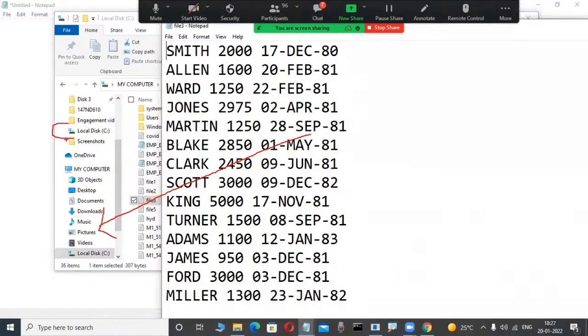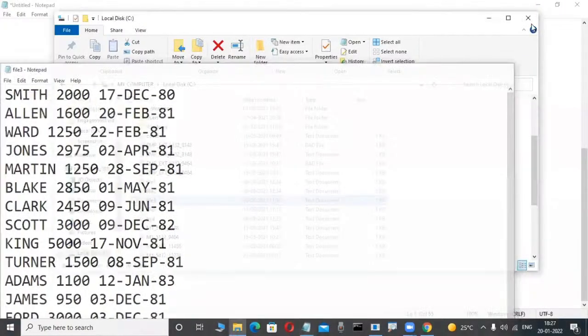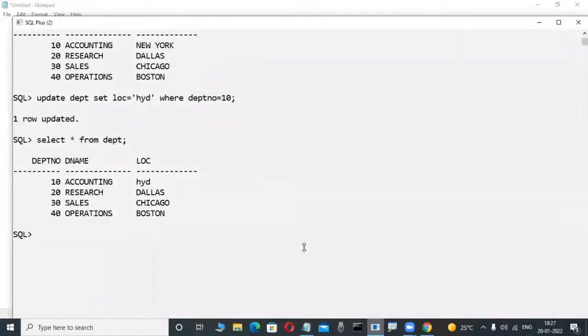You have to write a C program, Java program, .NET program, or Python program, and only then can you fetch the file data. That is very difficult. We have to write big application programs. But nowadays, these types of database software are there. For example, these are relational database software.